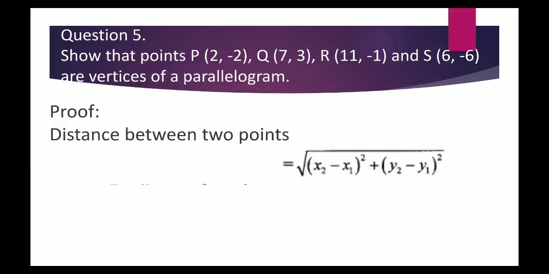So first we will find the distance of PQ, QR, RS, and PS. After that we will draw a figure and mention all the values. We know that the opposite sides of a parallelogram are congruent. If the distances between the opposite sides are equal, then we can say that it is a parallelogram, and so the points PQRS are the vertices of a parallelogram.